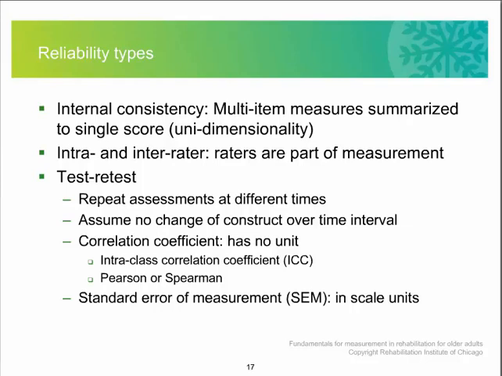Intra- and inter-rater reliability provide an indication of how consistently raters can score the subjects on the instrument, and are important for clinician-rated instruments. Rater reliability is typically reported with intra-class correlation coefficients, or ICCs, which range between 0 and 1, or with other correlation coefficients that range between -1 and +1.